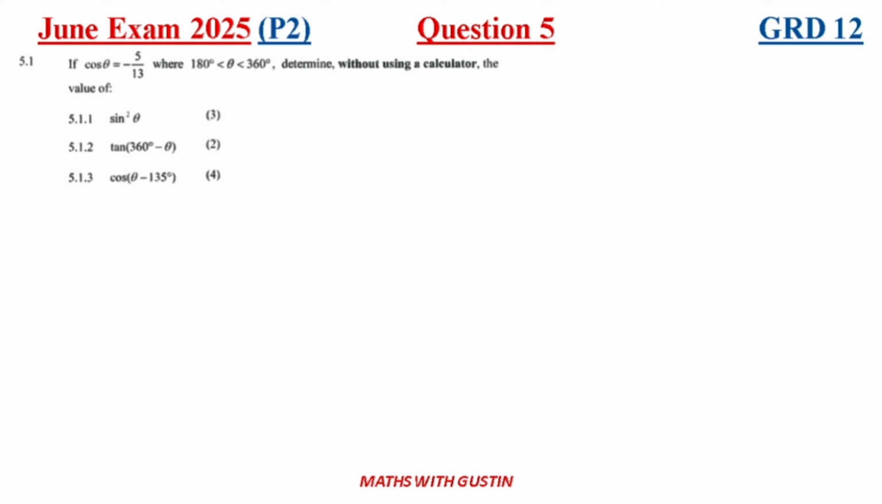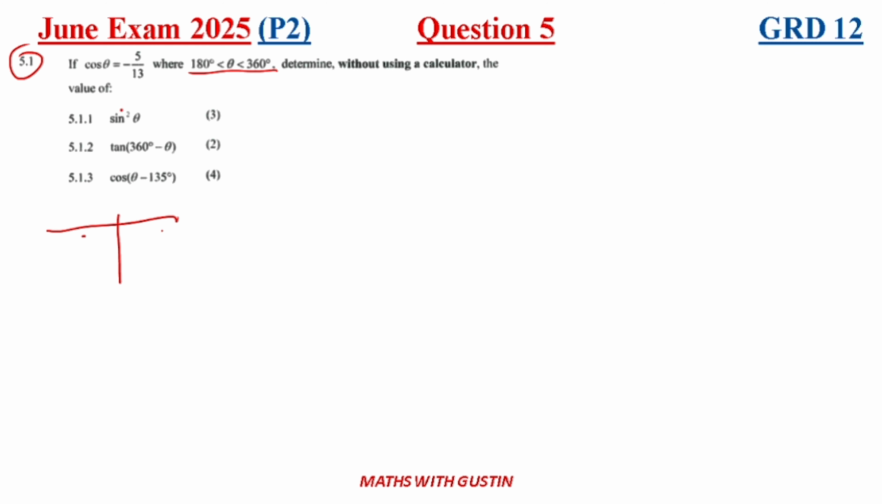Alright guys, now let's have a look at question 5. Question 5 has got divided into 5.1, 5.2 and 5.3. So let's have a look at 5.1. 5.1 says if cos theta is equal to negative 5 over 13 and theta is between this quadrant, so it means between here and here, and then they said determine without the use of the calculator the following.